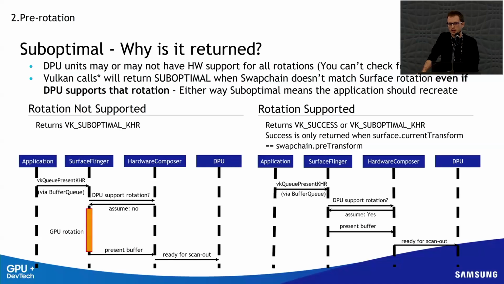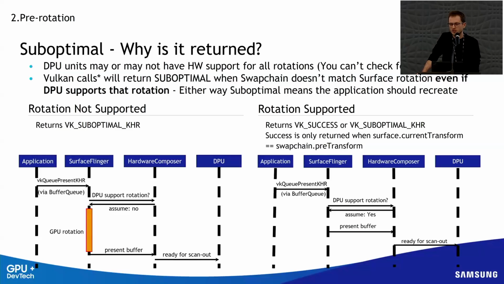If the rotation is supported, that does not mean that the current transform matches the pre-transform. It is possible for the DPU to be able to support the rotation, but because of Android CTS, it will still return suboptimal if they don't match. There are many reasons why Android CTS enforces that. But as the hardware changes, we will most likely have to think about changing that test in the future.